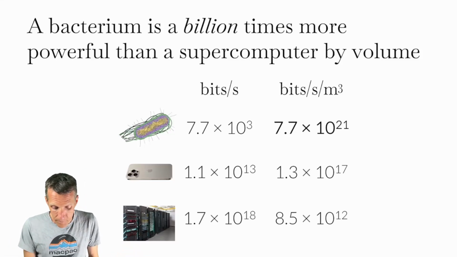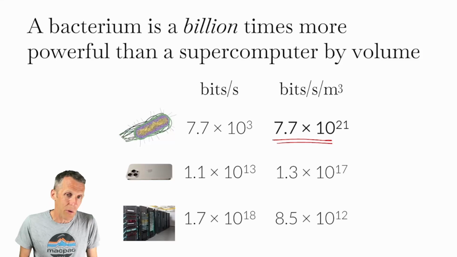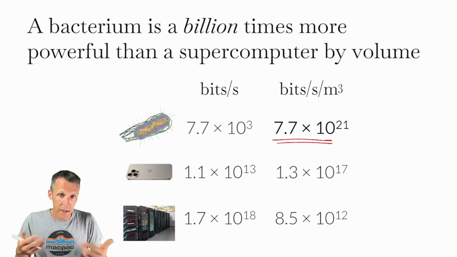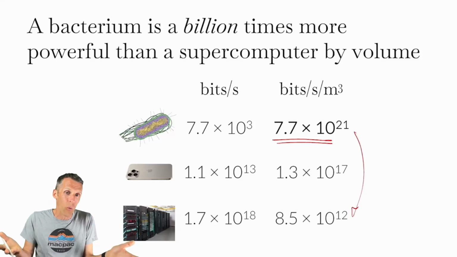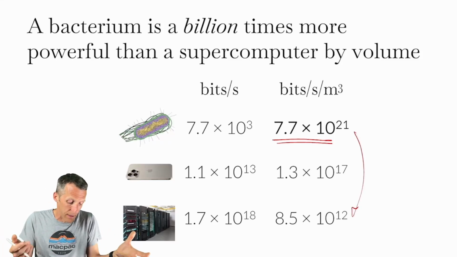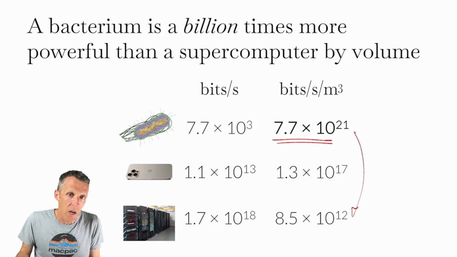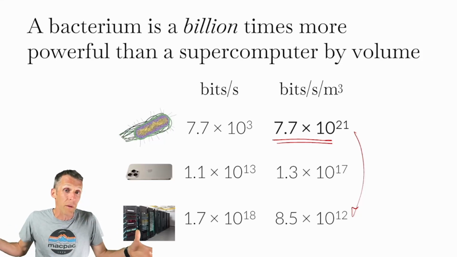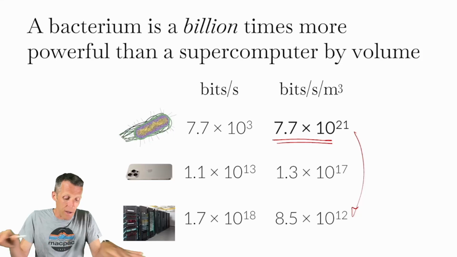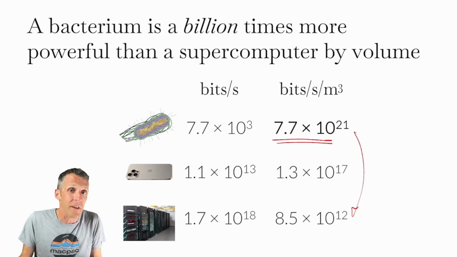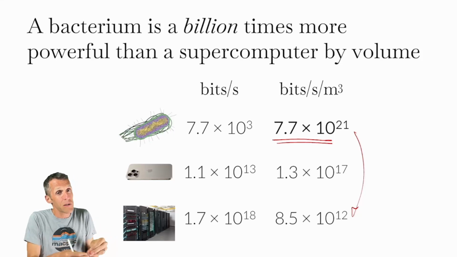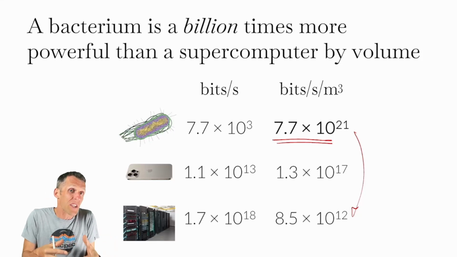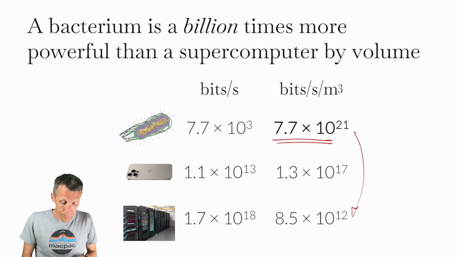In terms of volume, a bacterium is computing at 7.7 times 10 to the 21 bits per second per meter cubed, where a supercomputer is a whole 9 orders of magnitude slower. So a bacterium is 1 billion times faster. Another way to put this is if we could build a supercomputer out of stacked bacteria, it would be 1 billion times faster than a normal supercomputer. So even though bacteria are slow in the absolute sense, per unit volume, they're actually really quite fast as computers.